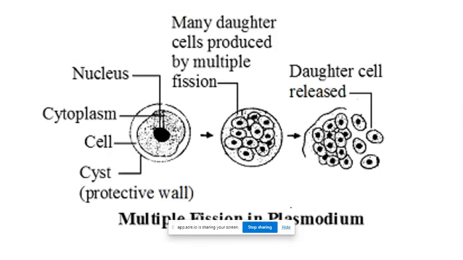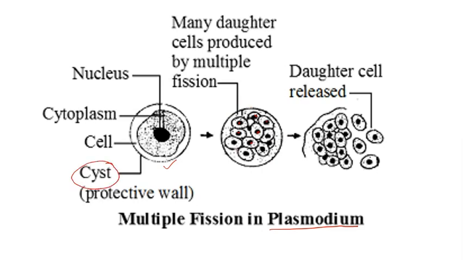This is about multiple fission that occurs in plasmodium. So here is the parent cell. The parent cell will form many daughter cells like this. There are many daughter cells that are formed, and you could find an outer protective wall. The name of the outer protective wall is cyst. So this cyst formation is a characteristic feature of organisms that reproduce by multiple fission. This cyst offers a protective covering to protect these daughter cells under unfavorable condition.